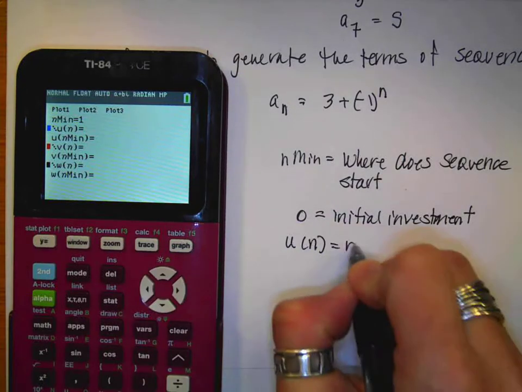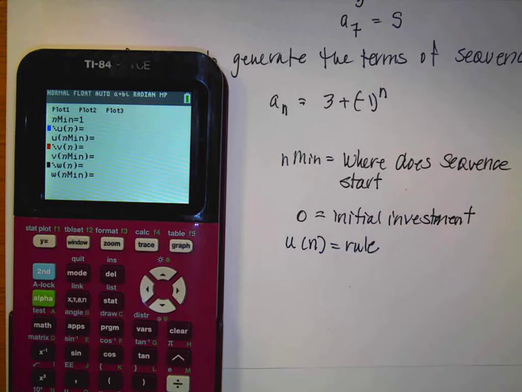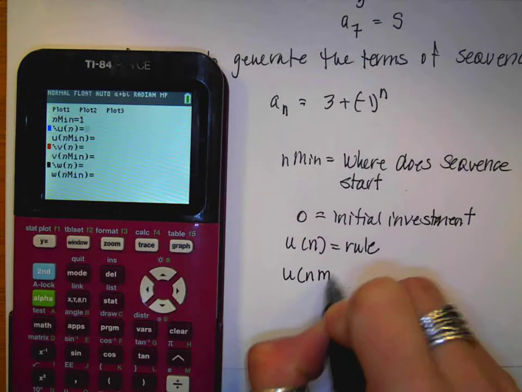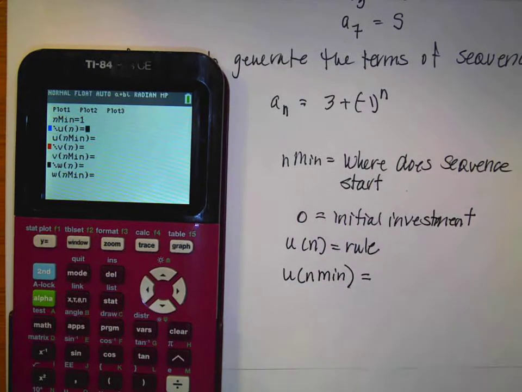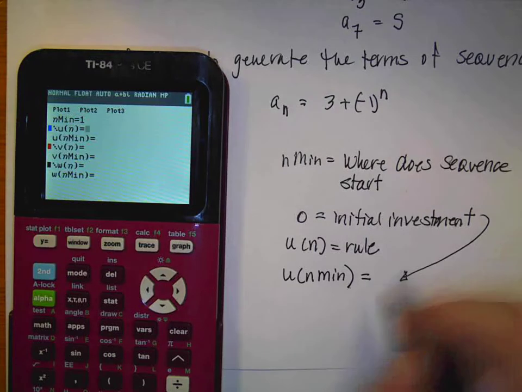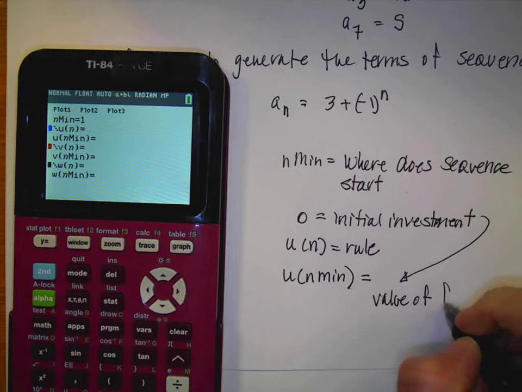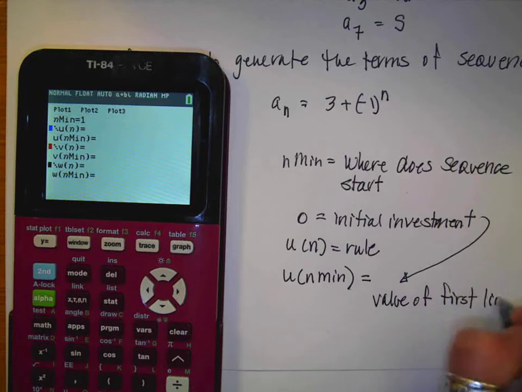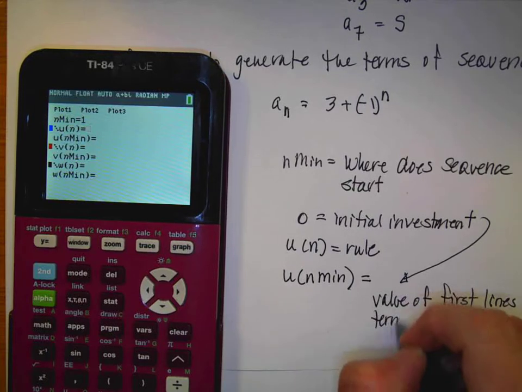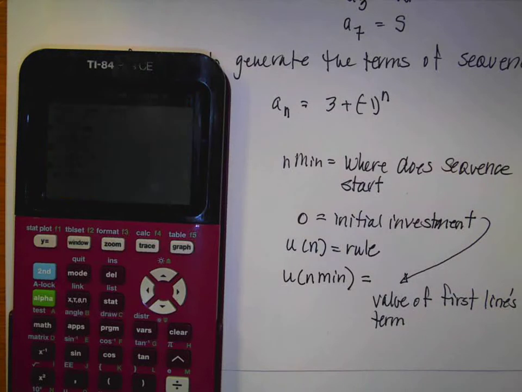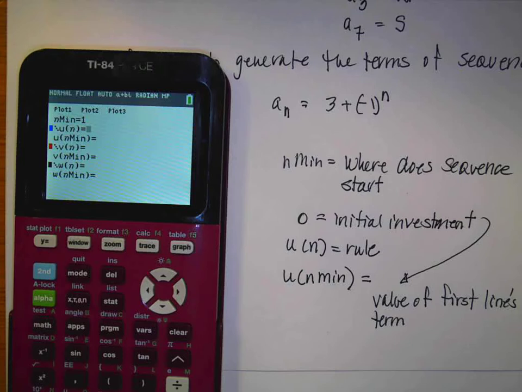So my u of n is going to equal the rule, and we'll enter some of those in just a moment, okay? And then this one right here, the next one, it's the third line. It takes 3 lines for every sequence. This is actually the value of whatever you entered in the first line. So the third line is always going to be the value of what you entered on the first line, okay?